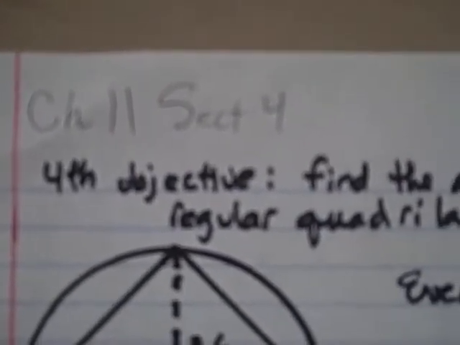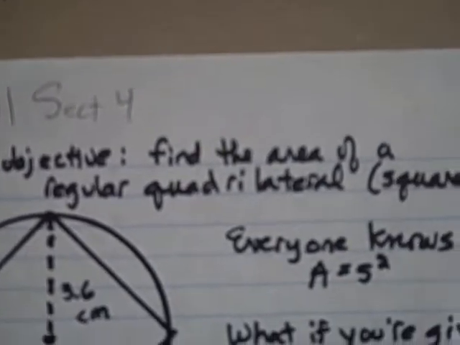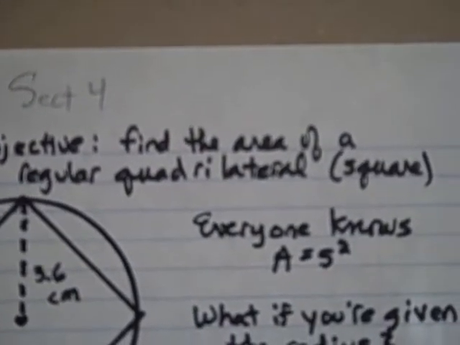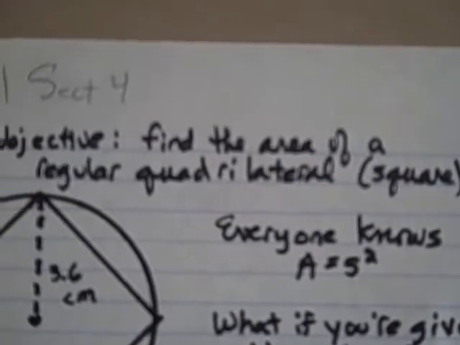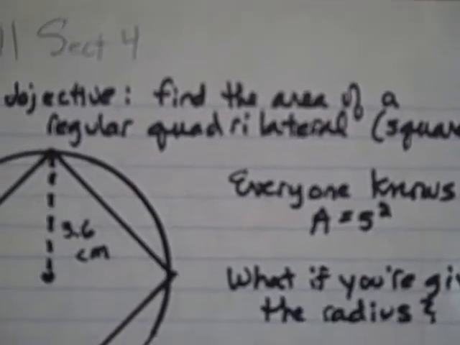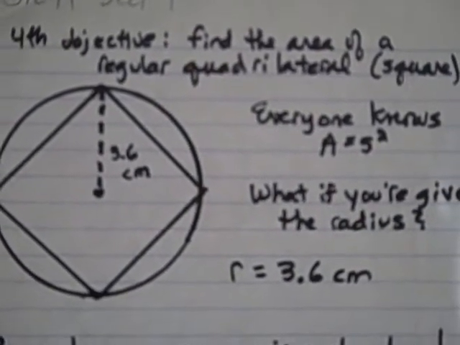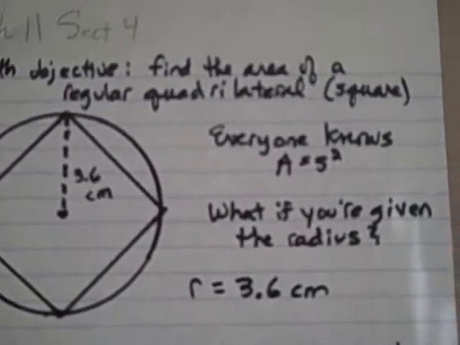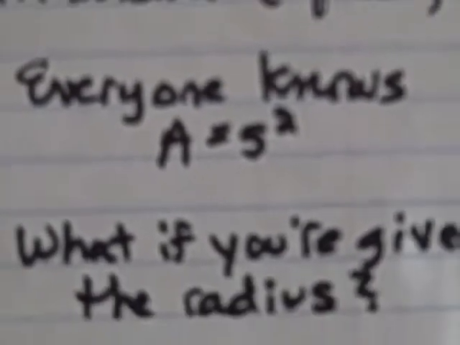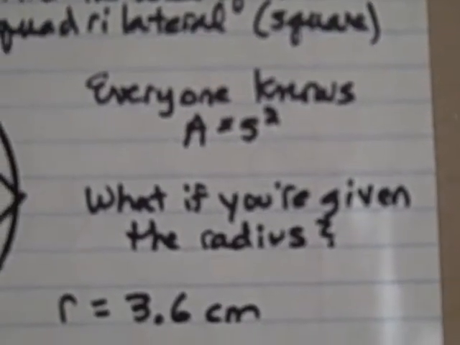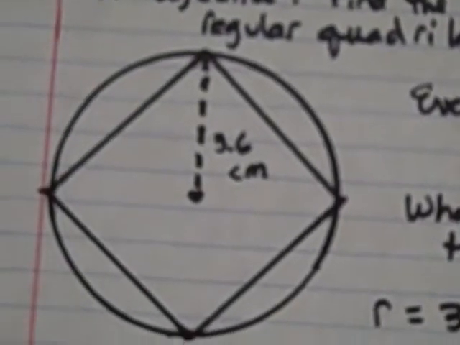We're now on our fourth objective, which is to find the area of a regular quadrilateral, also known as a square, using a different method. Of course, everybody knows that to find the area of a square, you can just simply square the side if you know the side length. Side squared equals the area, okay? But what if you're given the radius, such as in this picture here?